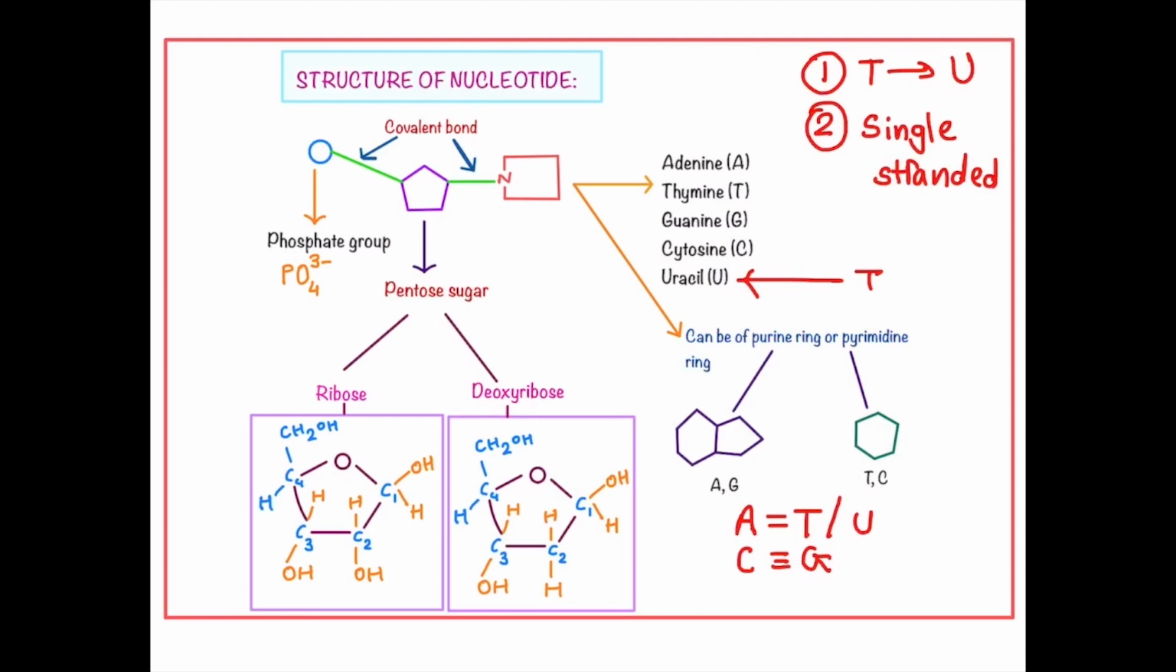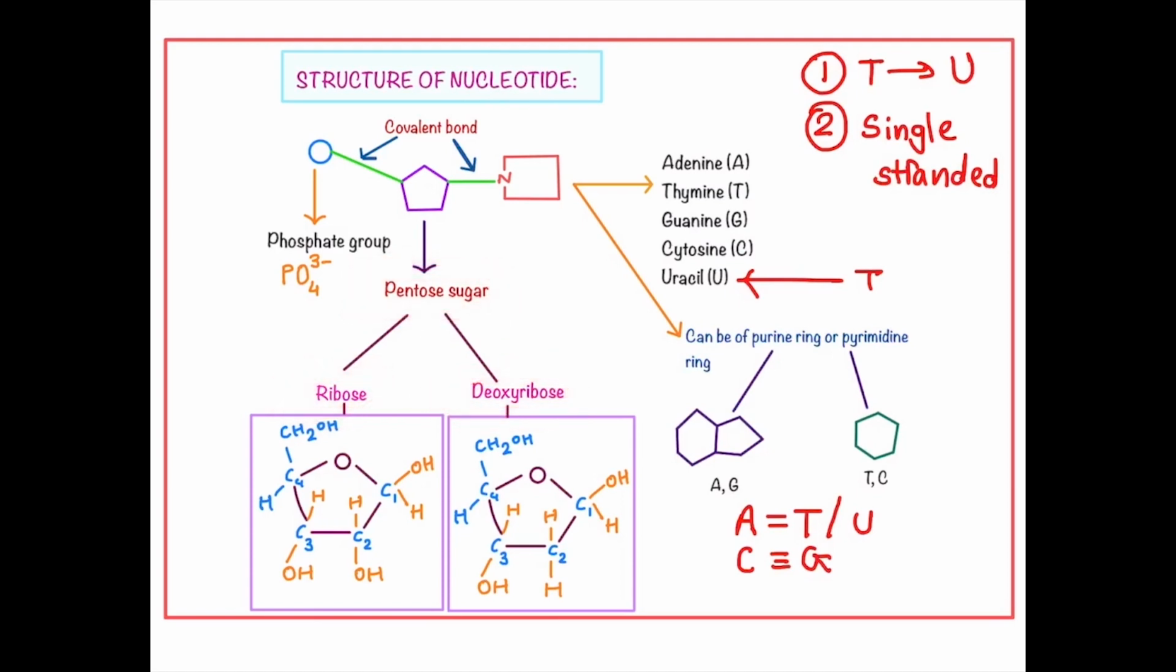Now we have to learn about the pentose sugar. Now, pentose sugar can be of two types. It can be the ribose sugar or it can be deoxyribose sugar. So if I ask you the full form of DNA, you will say deoxyribonucleic acid.